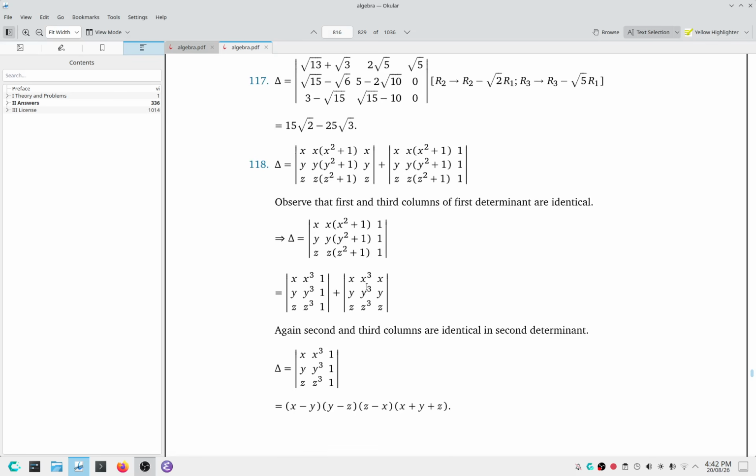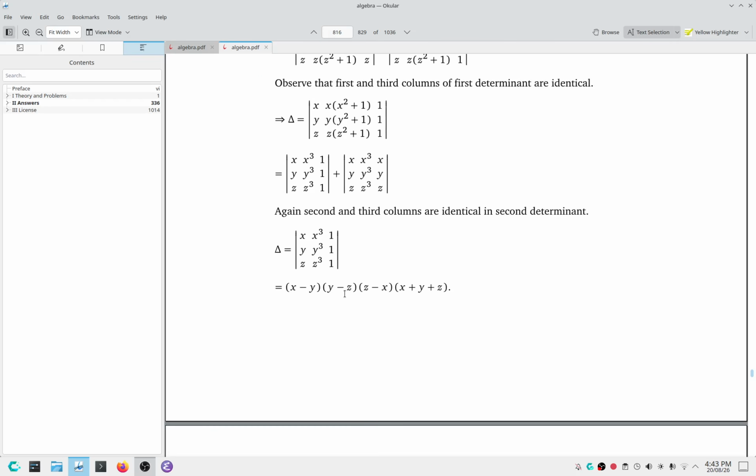There is a huge typing mistake again here. So we take this determinant and we evaluate it. We get (x − y)(y − z)(z − x)(x + y + z). Again, you need to do R2 = R2 − R1 and R3 = R3 − R1 for this determinant, and we'll have the solution.